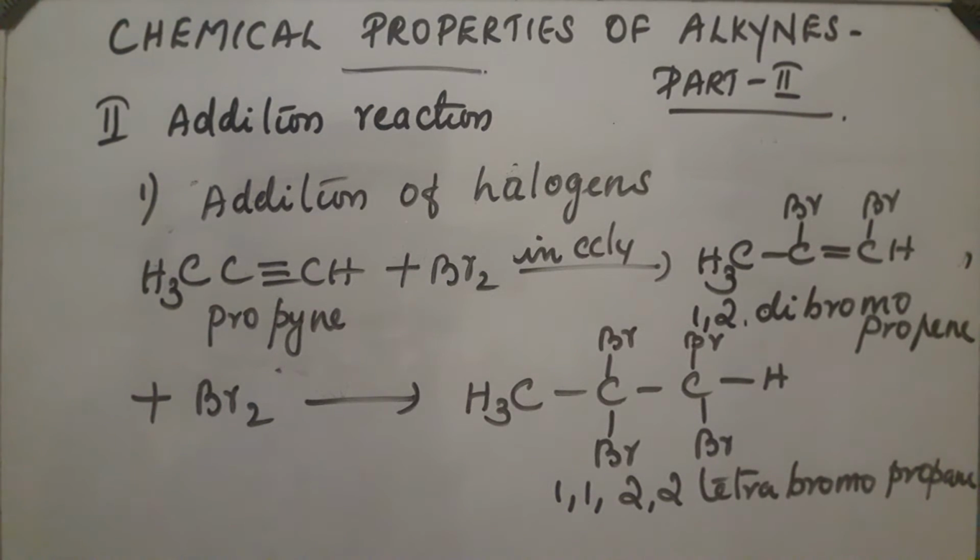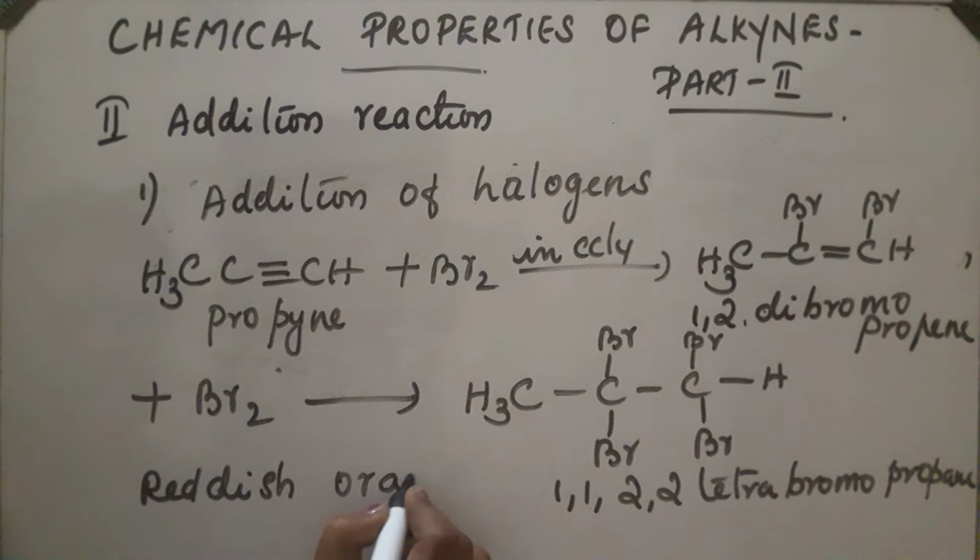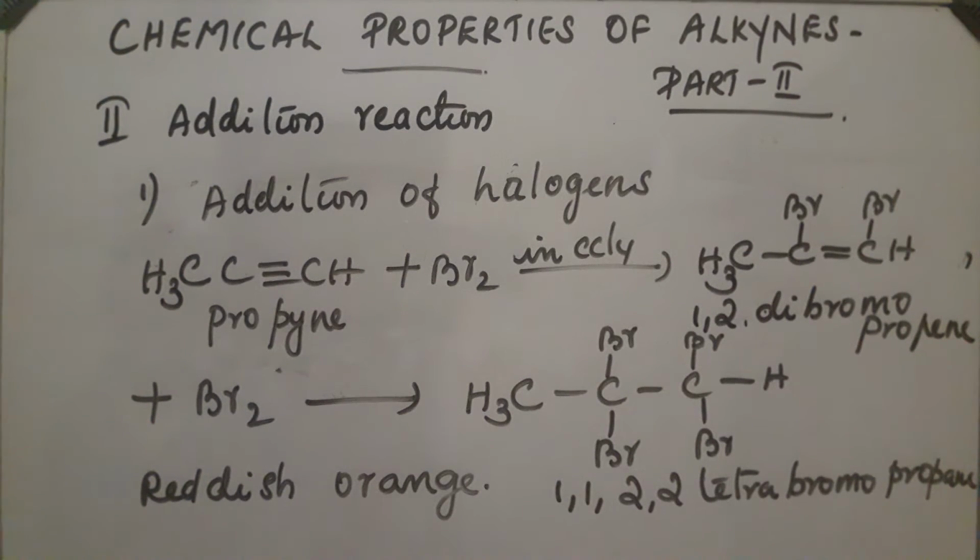And we know that bromine water in CCl4 is reddish orange in color. As soon as the product is obtained, the color decolorizes. So this is an important test for unsaturation. Okay, this is an important test for unsaturation.